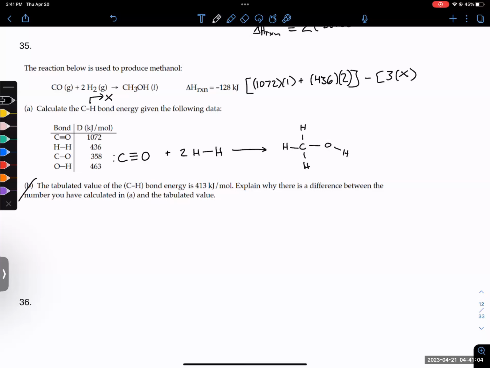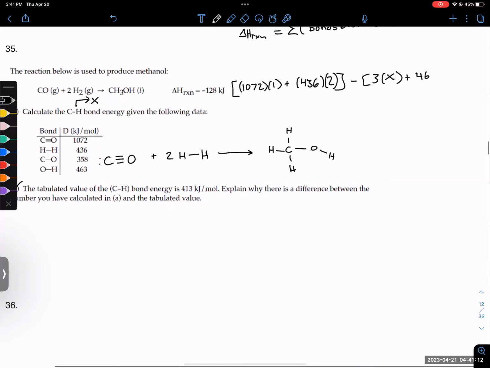What other bonds are being formed? Okay, so we're adding a carbon oxygen, which is 463, and we just form one of those, right? And we're adding what else? Oh yeah, I did the OH already. So this is for the OH, and now we're doing the carbon oxygen, which is CO, 350.